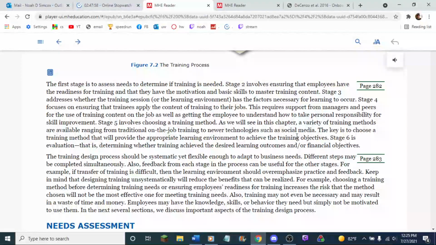As we will see in this chapter, a variety of training methods are available. Ranging from traditional on-the-job training to newer technologies such as social media, the key is to choose the training method that will provide the appropriate learning environment to achieve the training objectives. Stage 6 is evaluation, determining whether training achieved the desired learning outcomes and or financial objectives.